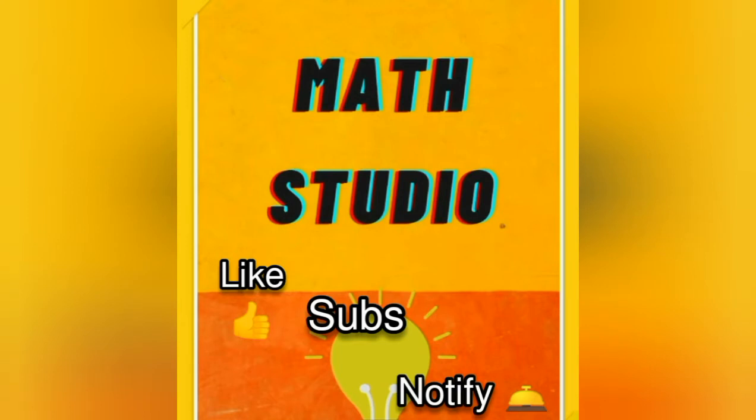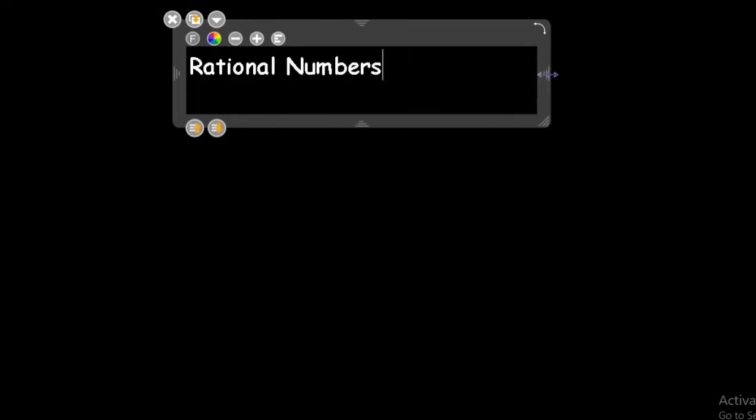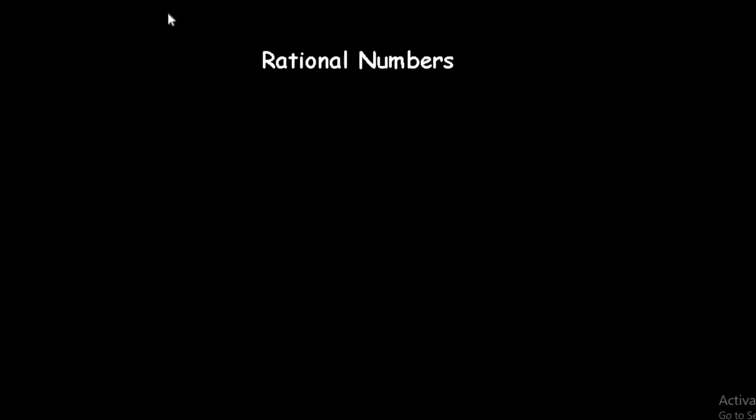Happy learning. So we are going to learn about rational numbers today. What are rational numbers and what numbers are included in rational numbers? All right. So rational numbers are basically the numbers that can be written in fraction form or as a ratio form, A upon B, where B, the denominator, should not be 0.